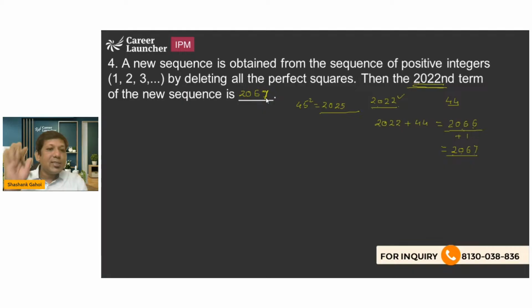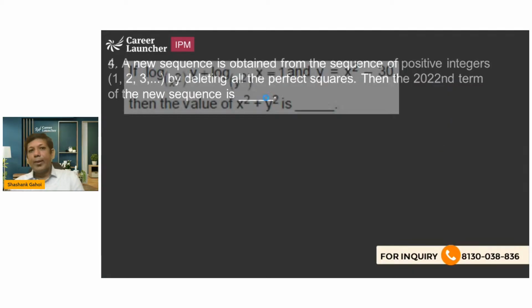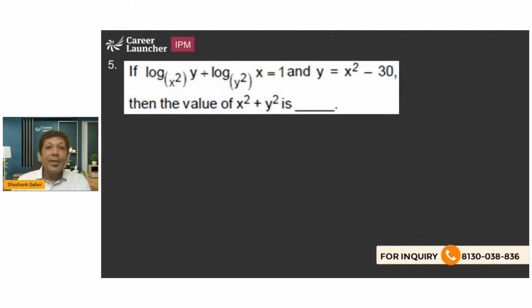So basically this is what we are going to do in this. Okay. Let's take the next question. Now what does it say? It says log of x base x square y plus log of y base y square x, and that is equal to 1, and y is equal to this. Now what is the value of x square plus y square?